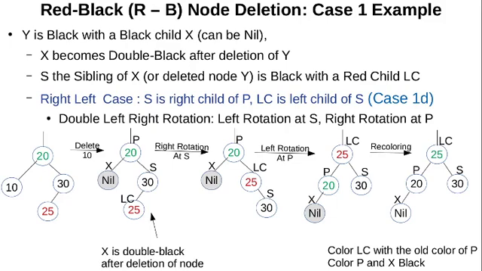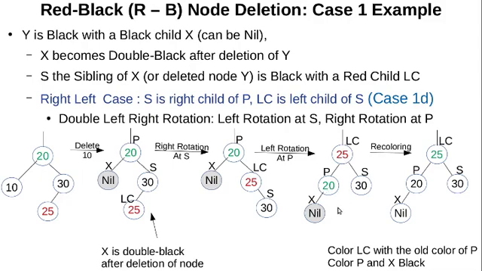First we carry out step 1, that is the right rotation at S. When we do right rotation at S, LC moves up and S falls on its right. Next we carry out step 2, that is left rotation at node P. When we do the left rotation at node P, LC moves up and P falls on its left.